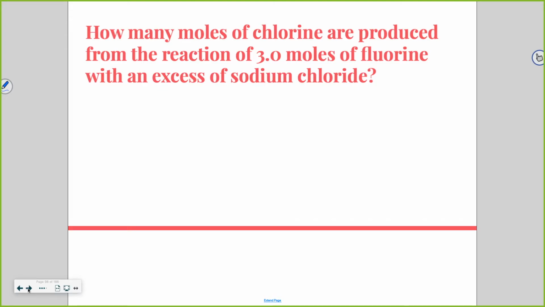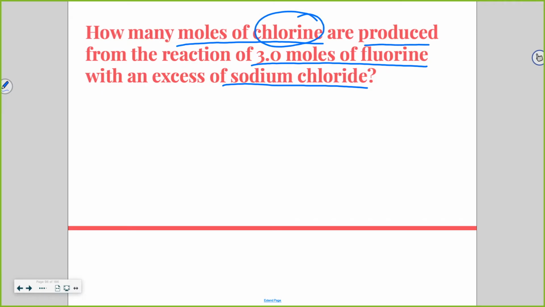How many moles of chlorine are produced from the reaction of 3 moles of fluorine with an excess of sodium chloride? What do you notice about this one? There's an excess. You don't have an equation. So we know that chlorine is what is being produced, right? What are we reacting?